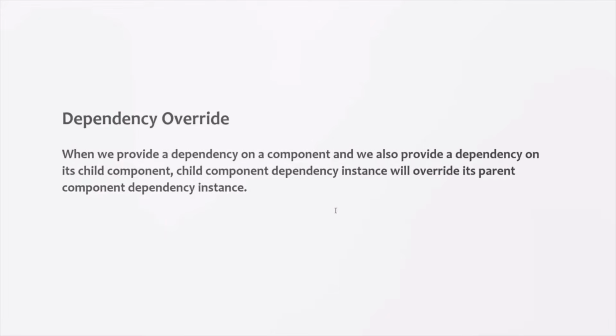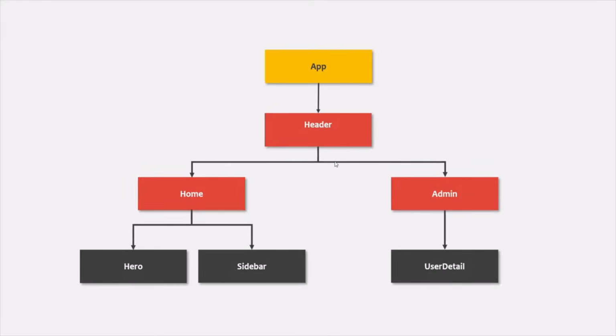Now we can also override a dependency. So when we provide a dependency on a component and we also provide a dependency on its child component, the child component dependency instance will override its parent component dependency instance. So we learned that when we provide a dependency on the parent component, in this example, let's say I'm providing the dependency in the header component. For the header component, an instance of that dependency will be injected. And the same instance will be injected to all its child components and their child components.